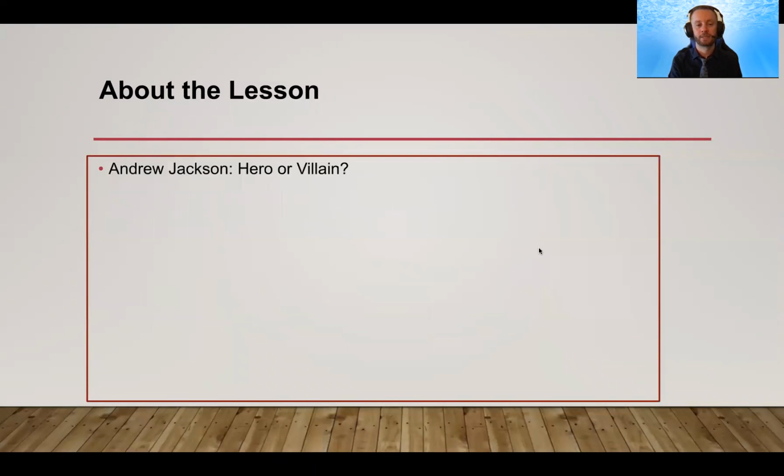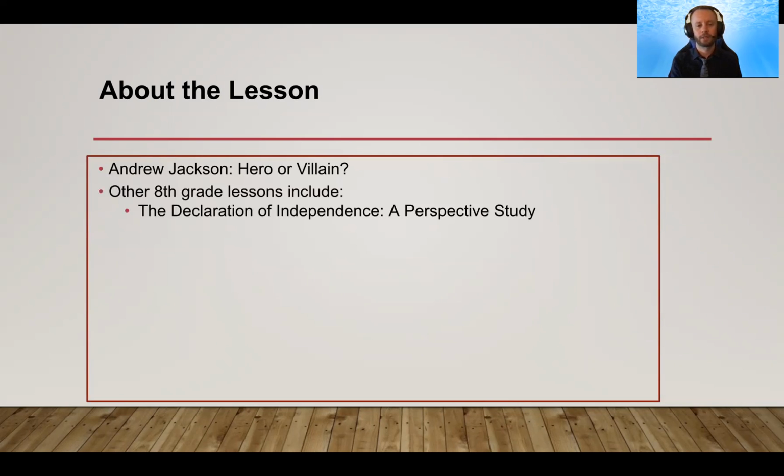As I stated, this lesson is called Andrew Jackson, Hero or Villain. This isn't really a new lesson. It's just a lesson that's been modified and adapted to distance learning. It could also work in a regular classroom or in a hybrid model. Other 8th grade lessons include the Declaration of Independence, a perspective study, and the United States Constitution, protecting the rights of the citizenry.